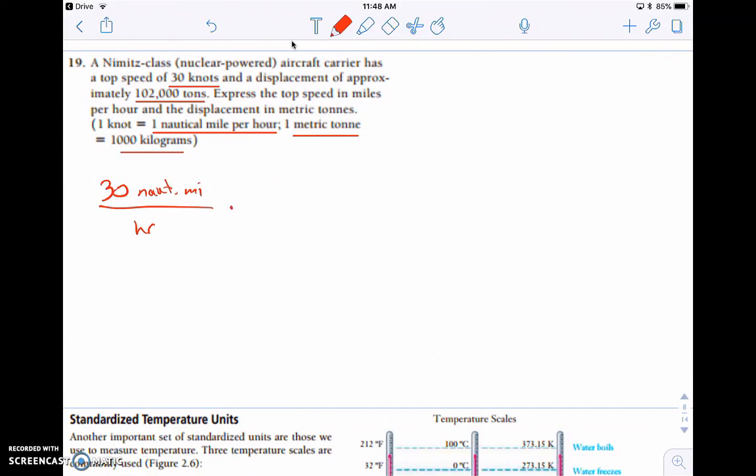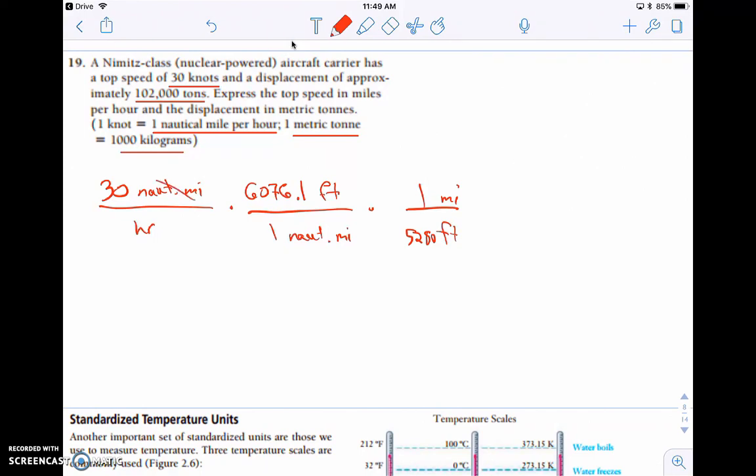Okay, and then we're going to multiply this by, if you look up in the table above, 6,076.1 feet is 1 nautical mile. So a nautical mile is a little bit bigger than a standard mile. That's going to convert us from nautical miles to feet, but then we need to go from feet to miles. So there's 5,280 feet for every 1 mile.